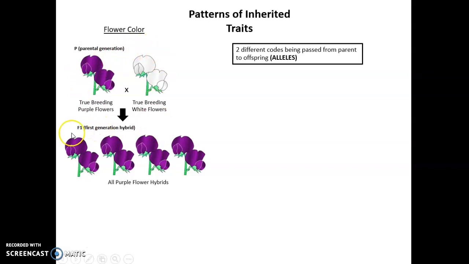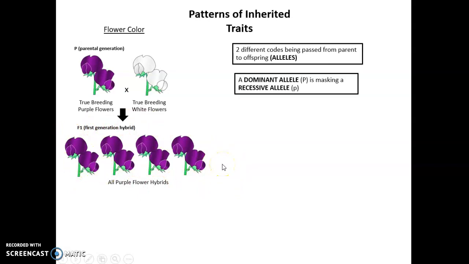So then he took these first generations that were all purple, every single one of them purple. And he took two of those and bred them together. And he did this many times. Hold on one second. Here, I'll show you that in a minute. I got ahead of myself.